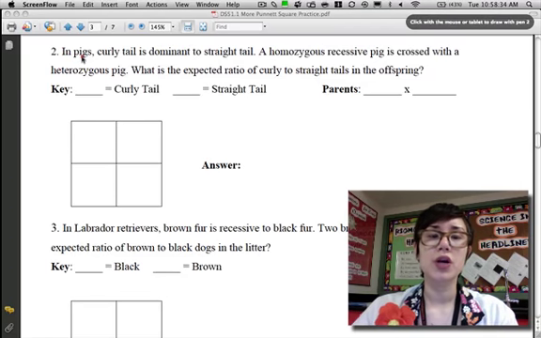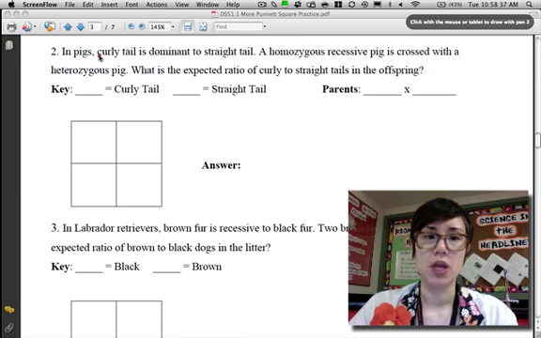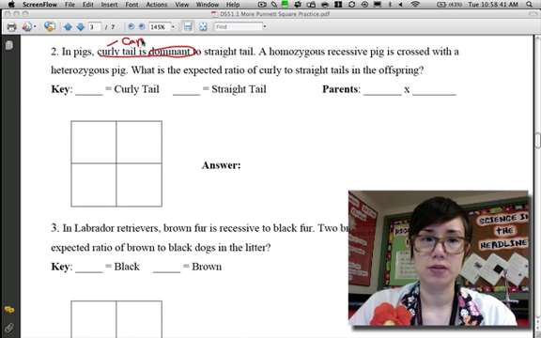In pigs, curly tail is dominant to straight tail. Curly tails are dominant, so I'm going to label that as being capital so I don't get confused. Straight tails then have to be recessive. It's the only other option, so I'm going to write that this is going to be lowercase again so I don't get confused.